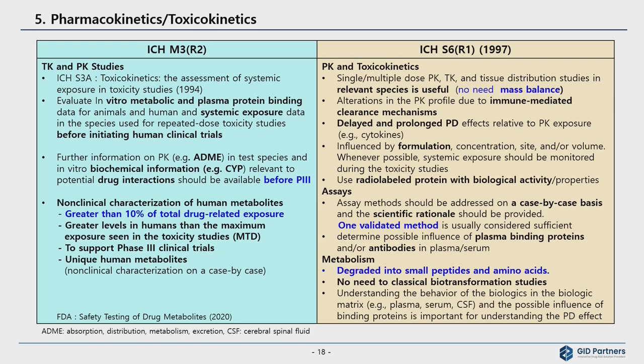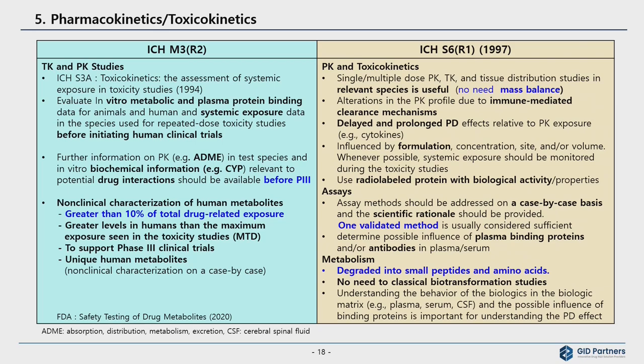And metabolite. In animal studies, the metabolite needs to be analyzed. If it is greater than 10% of the total drug-related exposure, then the metabolite needs to be assessed and characterized. And in the toxicity study, if it is greater than the maximum exposure seen in the toxicity study, then there should be additional study done. These studies should be conducted before phase three.